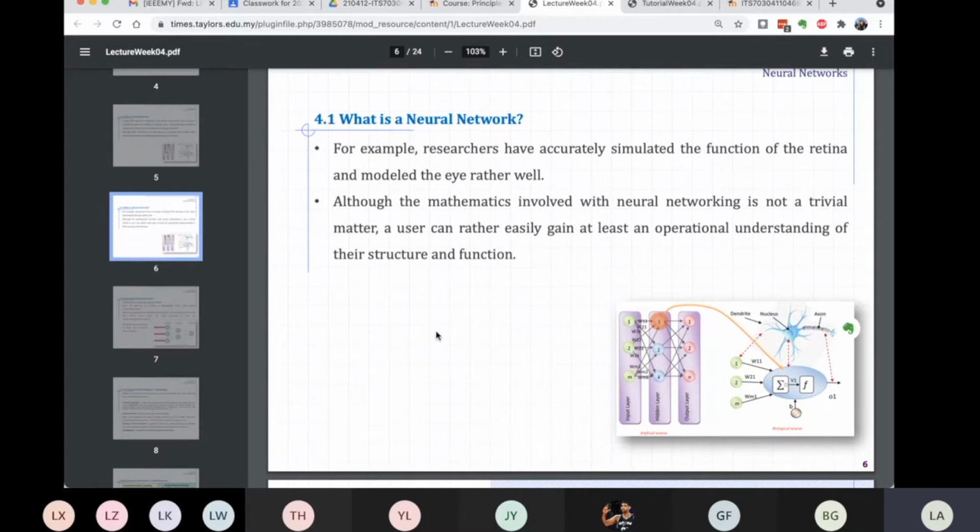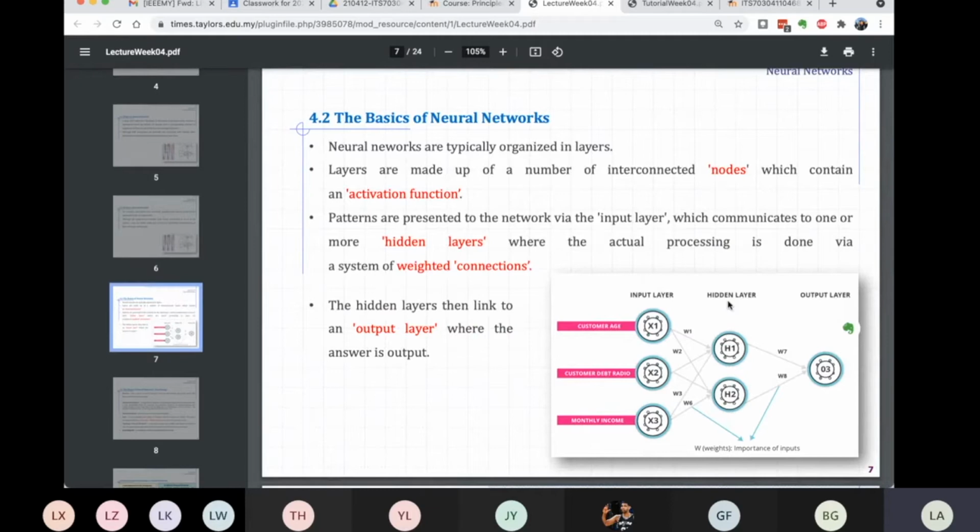For example, researchers have accurately simulated the function of the retina and modeled the eye quite well. Although some of the mathematics involved with neural networks is not a trivial matter, a user can easily gain at least an operational understanding of their structure and function. Basically, neural networks are typically organized in layers, made up of a number of interconnected nodes which contain an activation function.